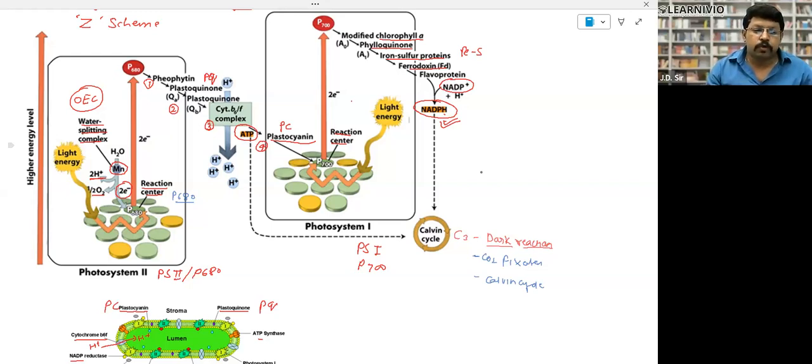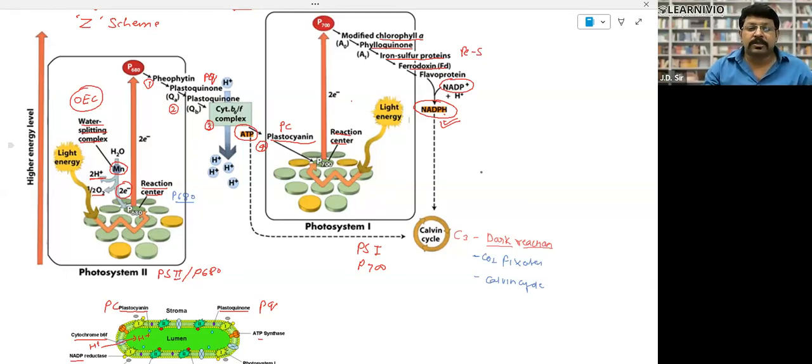Then along with the photolysis of water, when water breaks down, electrons also come. The electrons are received by the electron acceptor. Then the electron reaches pheophytin, a molecule found in the membrane. Then it comes to the plastoquinone, we refer to it as PQ. From plastoquinone, it comes to the cytochrome B6F complex. When the electron comes to the cytochrome B6F complex, formation of ATP takes place.